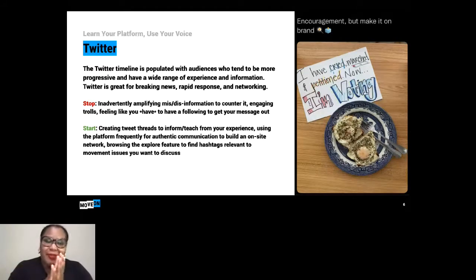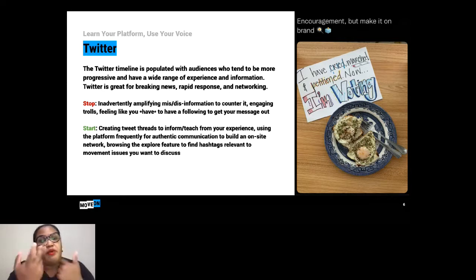Twitter is one of my personal favorites, maybe top 2 of the social platforms. And the timeline is a fascinating place. Users generally tend to be more progressive leaning, depending on what conversations you're having or what messages you like to share. And there's a wide range of experiences.